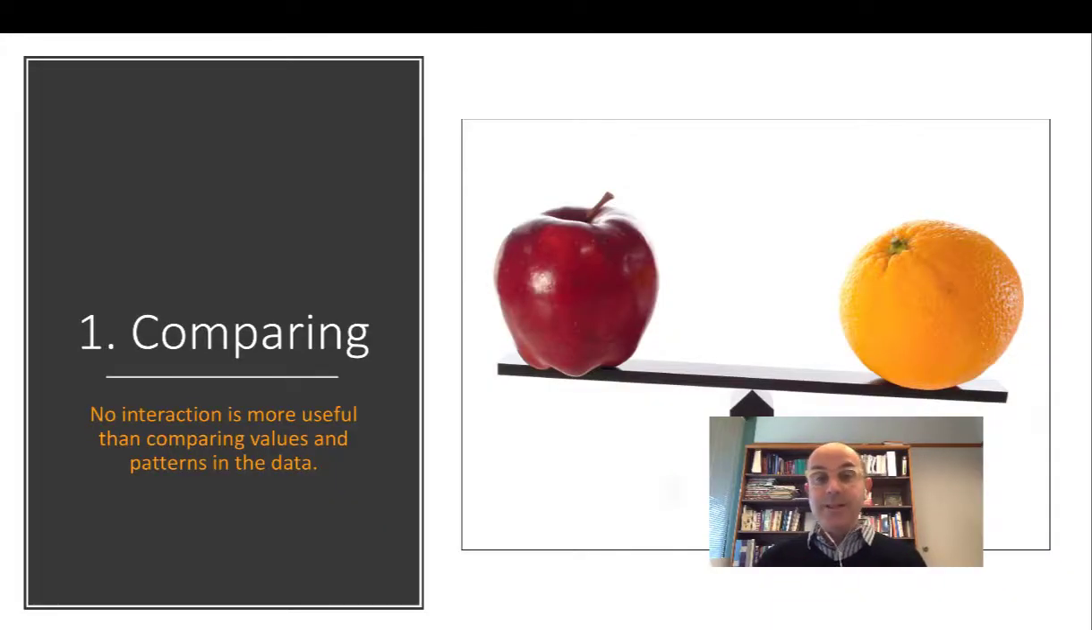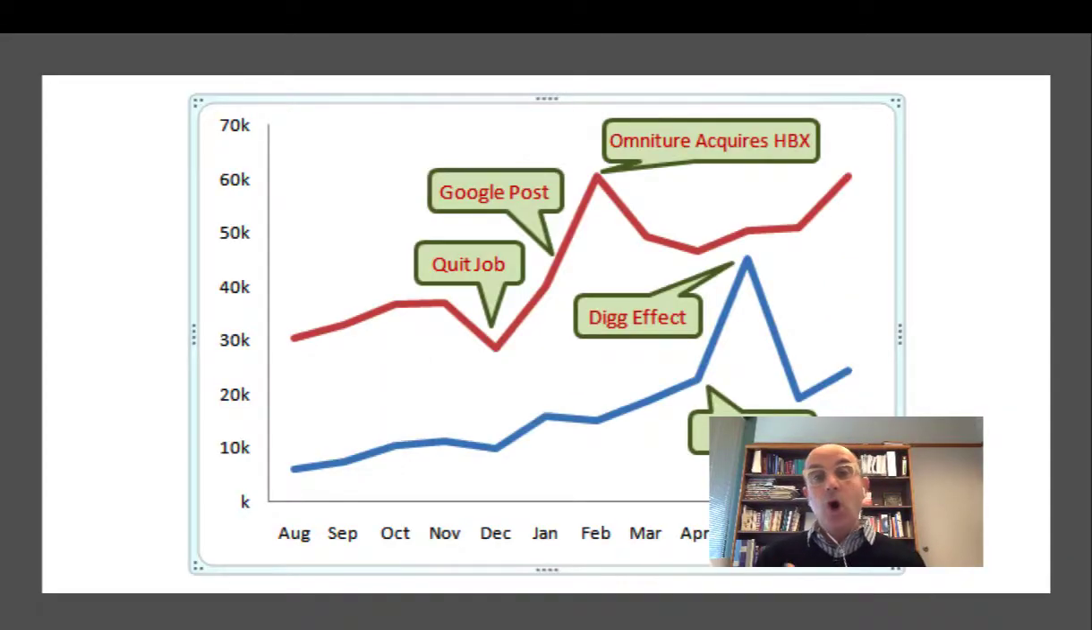So one of the first principles is the idea of comparing. So there is no interaction more than comparing values and patterns in the data. Apples versus oranges. This is the basic principle that our textbook talks about. Or in a graph, when we have a line graph, the red line represents something different from the blue line.